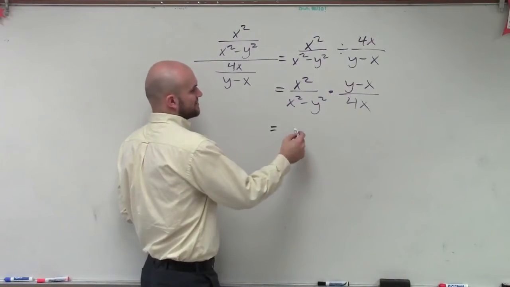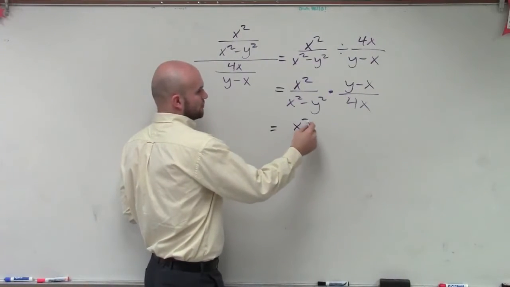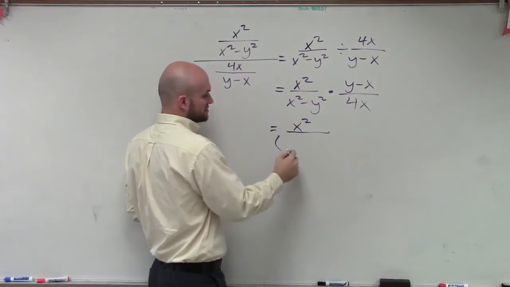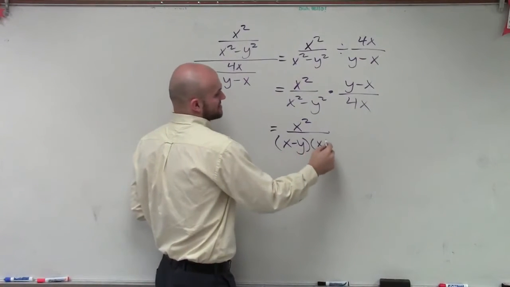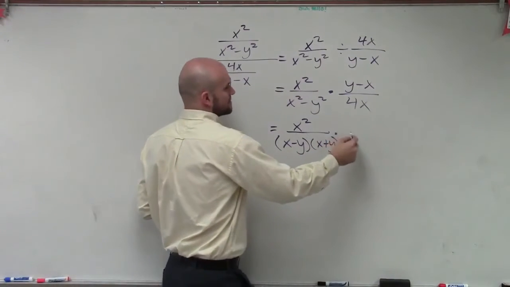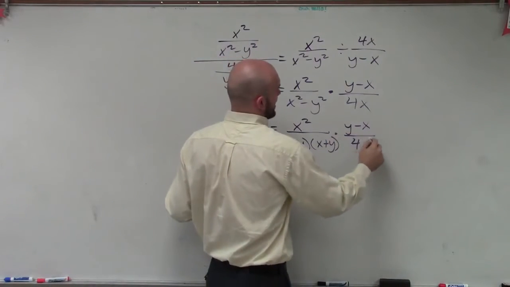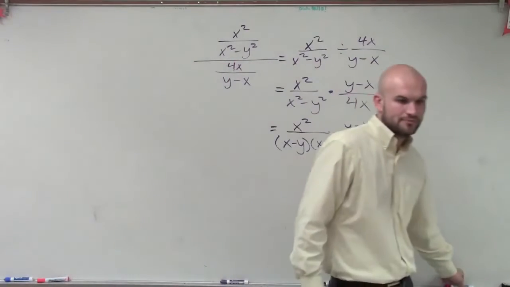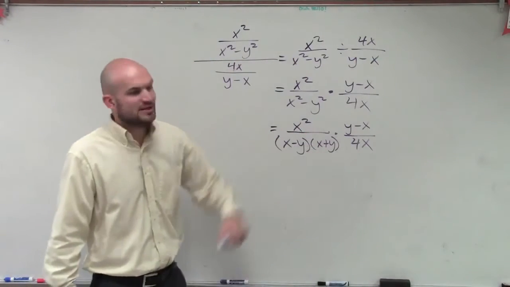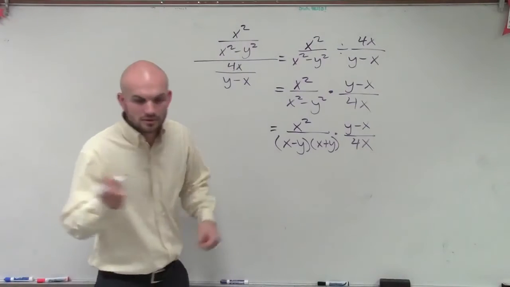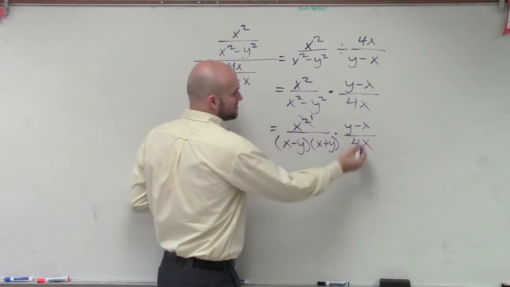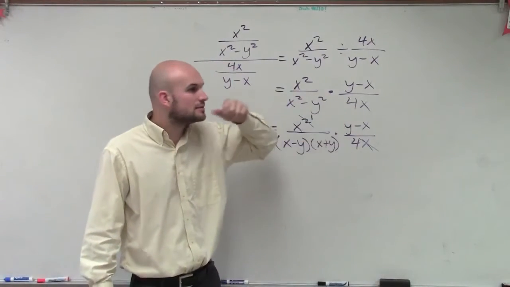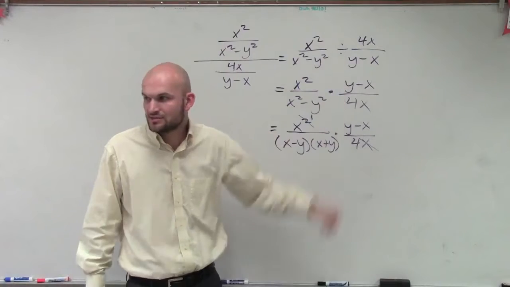So what I have here is x squared. I could write this as x times x, but I don't think you guys need that. X squared minus y squared is a difference of two squares, which is x minus y times x plus y, times y minus x divided by 4x. So now let's look at this and see what can we cancel, what can we divide out to 1. All right? Well, we obviously know x squared can be divided by x, right? We can lose an x. Yes? So now this becomes x to the first power, and the x's divide out to 1, right? Because x squared is x times x, so the x's divide out.